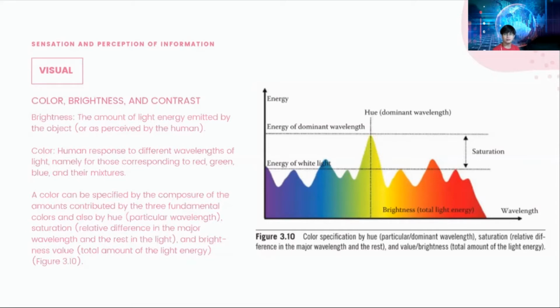Okay, so this is a sample. This is figure 3.10: the color specification by hue for a particular predominant wavelength. The saturation, again, is the relative difference between the major wavelength and the rest. And the value or brightness is the total amount of light energy. I know you use Lightroom, right? When you edit a photo, you notice this when you adjust the brightness, the colors, the contrast, something like that. So again, when you develop a system, you need to consider the color, the brightness, and then its contrast.